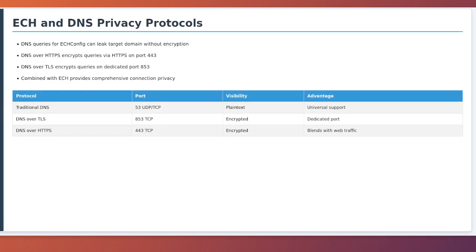ECH and DNS privacy protocols. The security benefits of encrypted ClientHello can be undermined if DNS queries themselves leak the target domain information. When a client queries for HTTPS records to obtain ECH config, that DNS query reveals which domain the client intends to connect to, potentially negating the privacy gains from ECH. This makes DNS privacy protocols essential companions to ECH deployment.